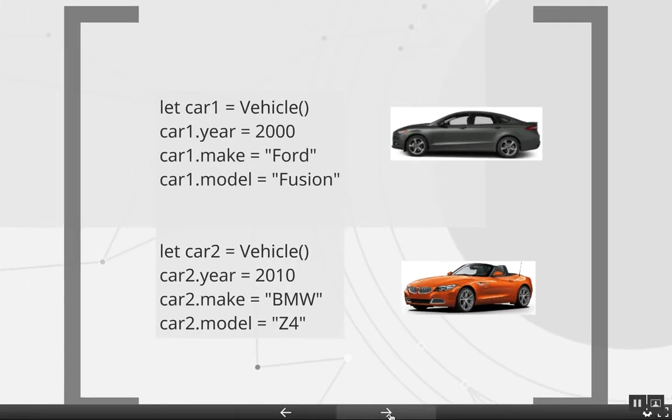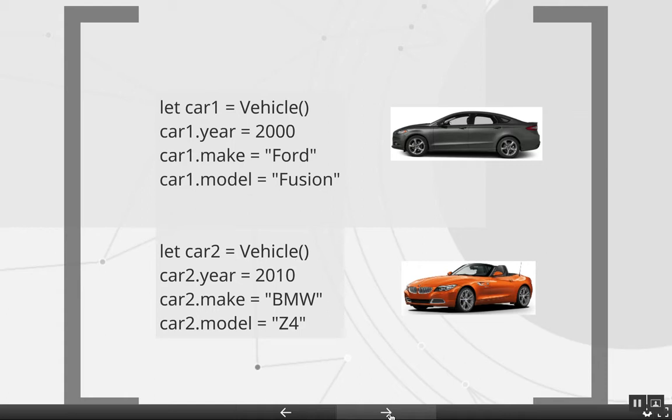Here is 2 instances of, or objects made from, the class car, this time in Swift syntax. Here we use the keyword let for a constant called car1, and it's going to be assigned the Vehicle object. And car1.year will be assigned 2000, car1.make will be assigned the string Ford, car1.model will be assigned the string Fusion.